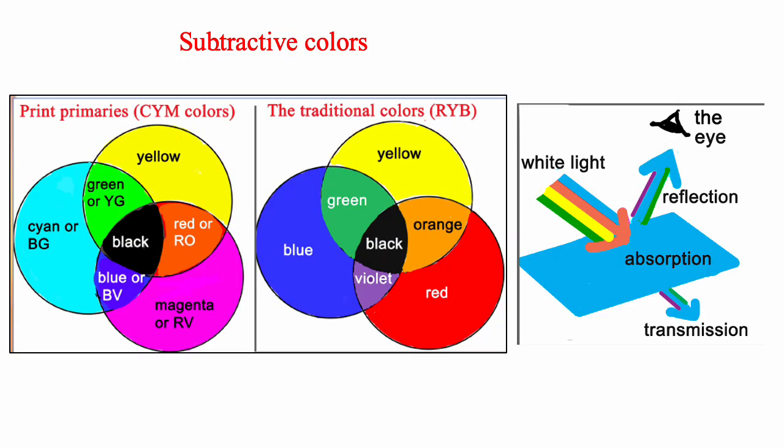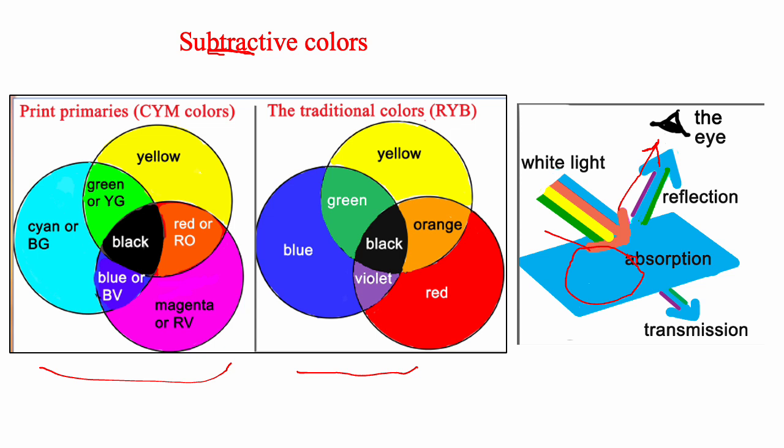Pigments and dyes use subtractive colors from reflected light. When light hits a blue surface, that surface absorbs all light except blue, and then it reflects those blue rays to our eyes so the surface looks blue. In other words, this surface subtracts colors. There are two common subtractive systems, the print system and the traditional system.